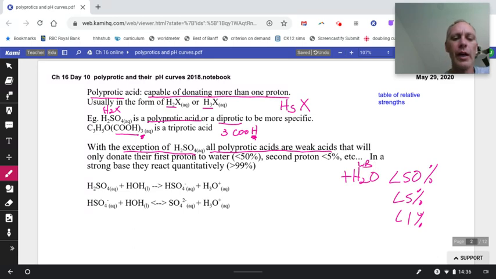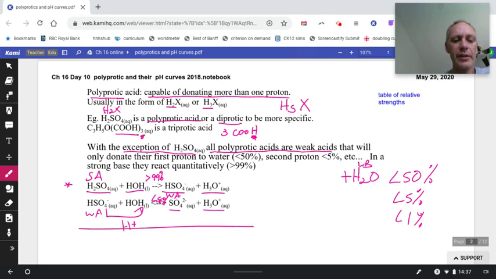So I'm going to show you the exception to the rule because this is a strong acid, and a strong acid in water is greater than 99%. So it goes to completion. This weak acid can react a second time with water and donate a proton, but it's a weak acid in water, so it's less than 50%.